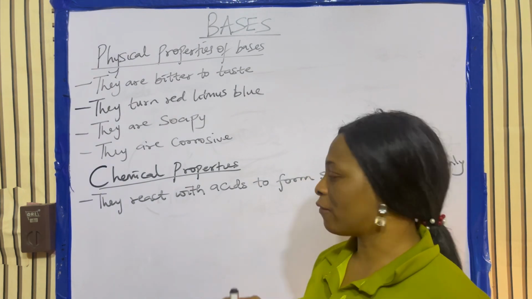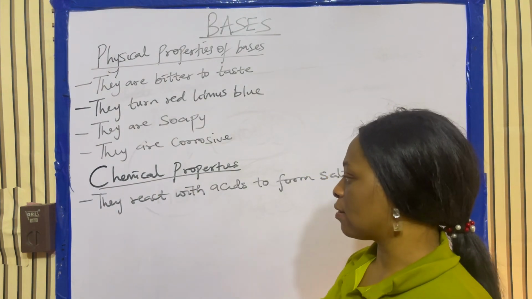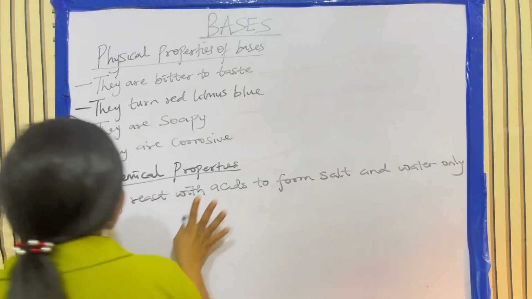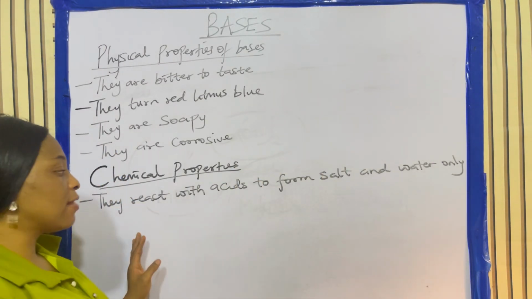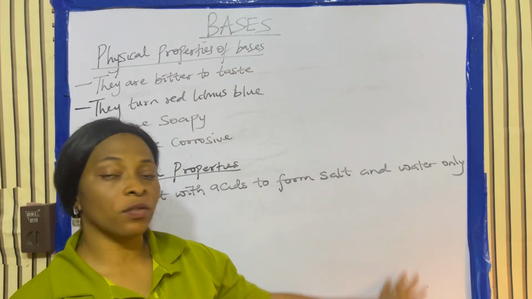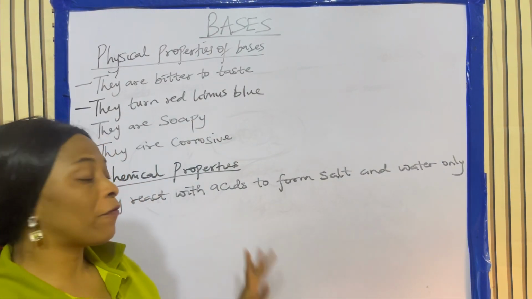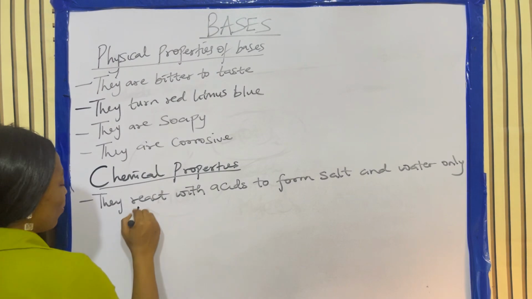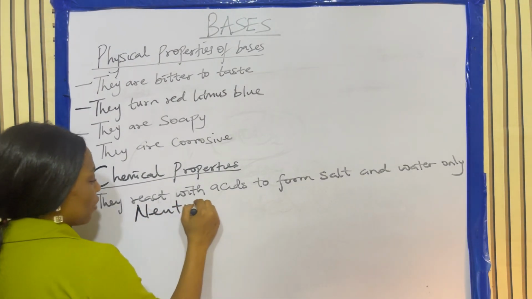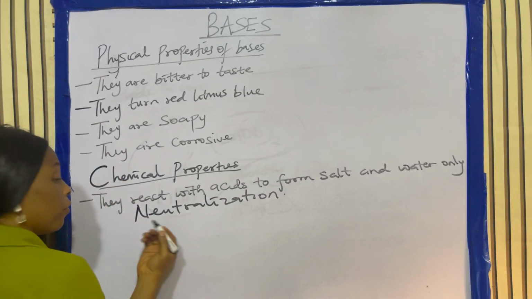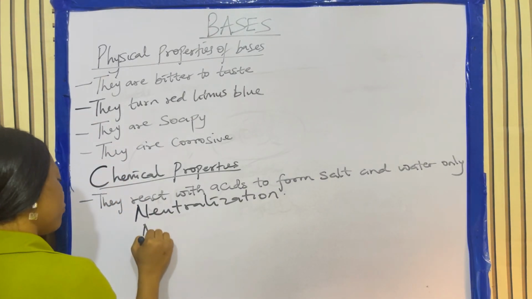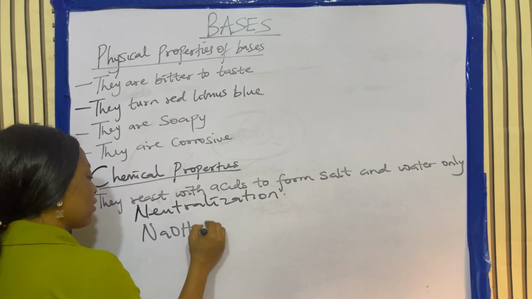Then we look at the chemical properties. They react with acids to form salt and water only. Bases react with acids to form salt and water only. And that type of reaction, we refer to it as what? Neutralization reaction. So let's look at one now. Example of a base, say sodium hydroxide reacting with an acid.